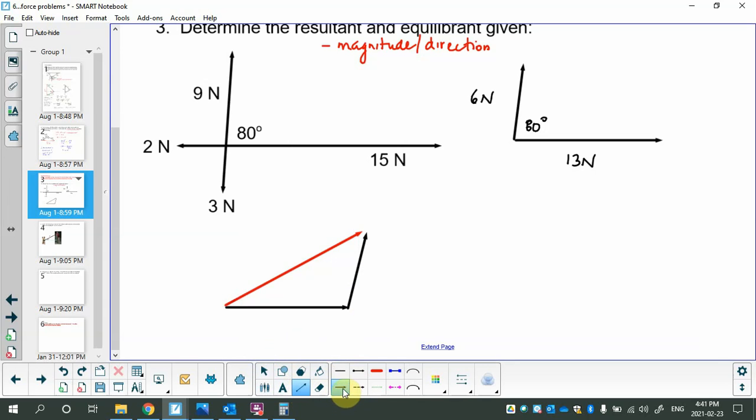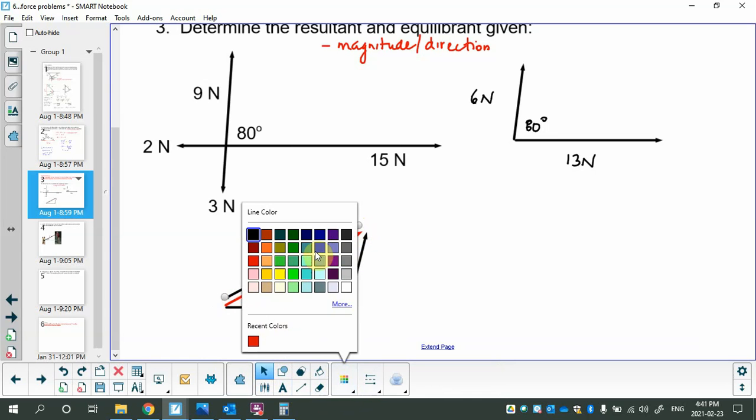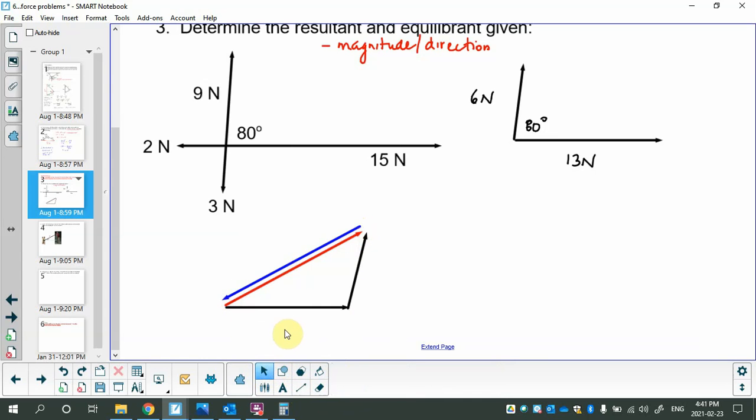And then I'm going to draw you another vector. I'm going to draw one that lies just slightly above or below it, or on it if you really want. And I'm going to color that one blue for kicks. And that one is the equilibrant force. So I'm going to do all my work to find this, knowing that when I find the magnitude of the resultant, the blue thing is exactly the same.